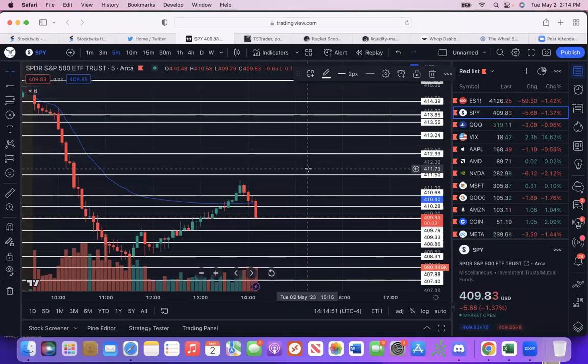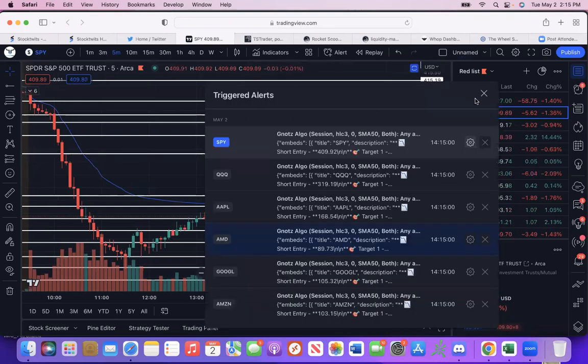I'm going to go over how I get these levels and those key levels that I send out every morning for SPY and other stocks in general. So first, let me cut all these off. Let me just make it nice and clean.